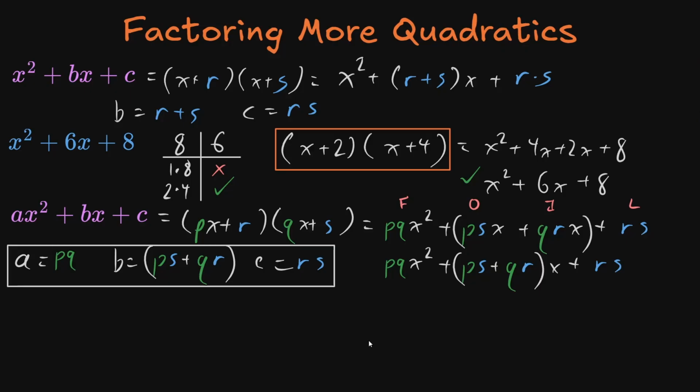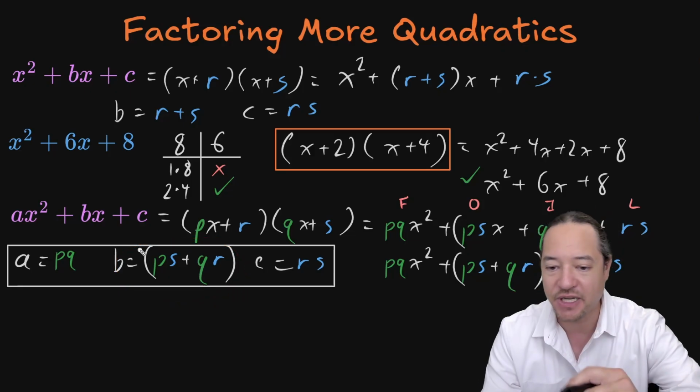This is the key to how we're able to understand how to factor this ax squared plus bx plus c, right? We can express the a as the product of these two factors, p and q, and we can express c as the product of these two factors, r and s, and then b is some combination of all of those factors.